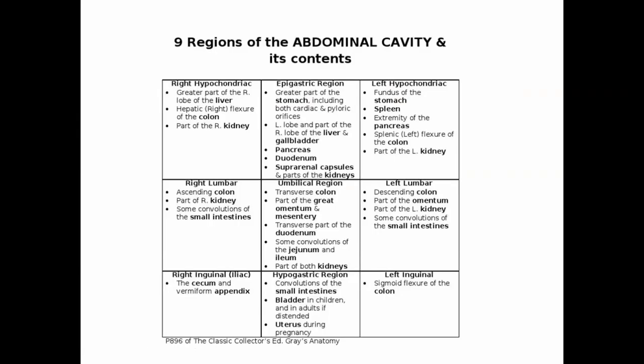And along with the pancreas, duodenum, suprarenal capsule, and a part of the kidney. While in the left hypochondriac, fundus of the stomach, spleen, extremity of pancreas, and the splenic flexure of the colon, along with a part of the left kidney.